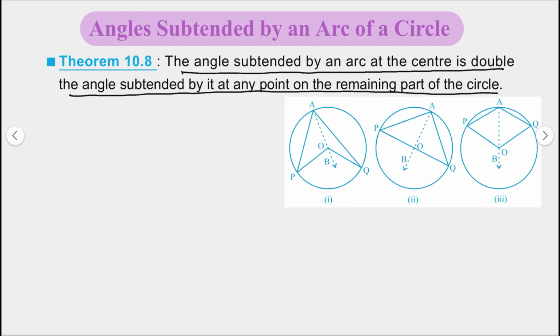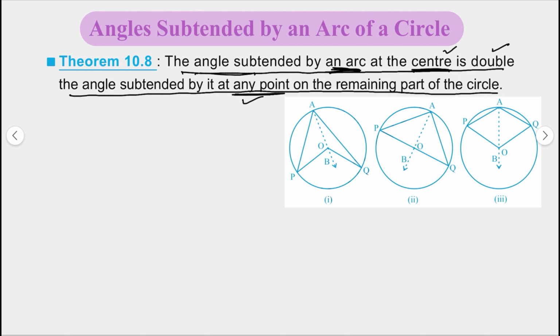So we have an arc, and that arc is subtending angles, one at the center and one at any point on the remaining part of the circle. The relation between the two is that the angle at the center will always be double the angle at any point on the remaining part of the circle.